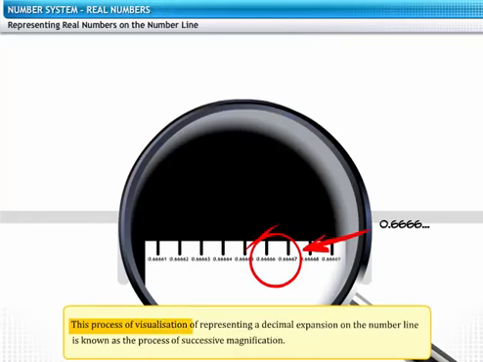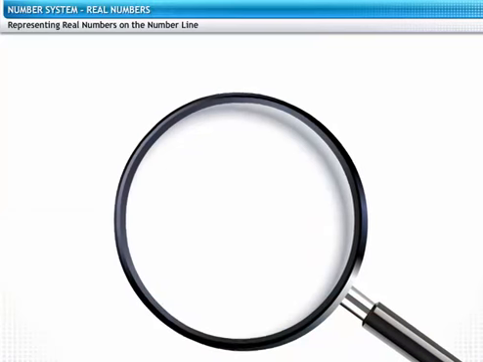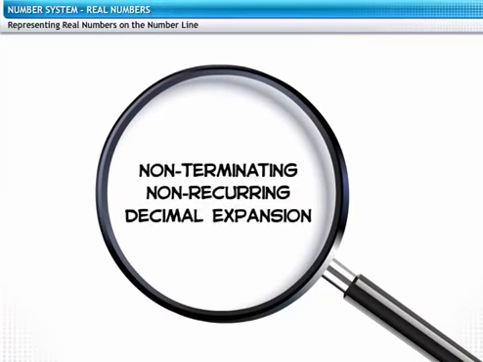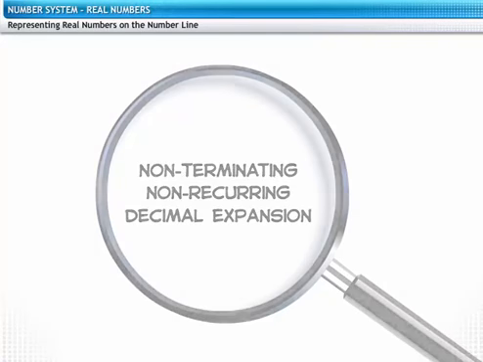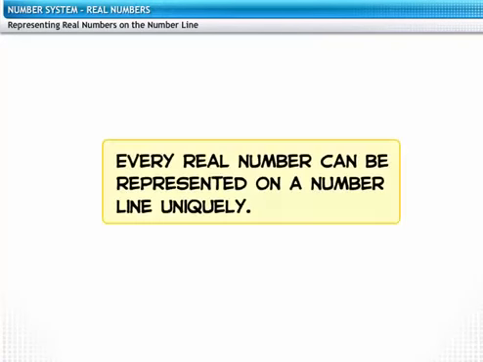This process of visualization of representing a decimal expansion on the number line is known as the process of successive magnification. Similarly, we can also visualize a non-terminating, non-recurring decimal expansion on the number line. Based on this visualization, we can conclude that every real number can be represented on a number line uniquely.